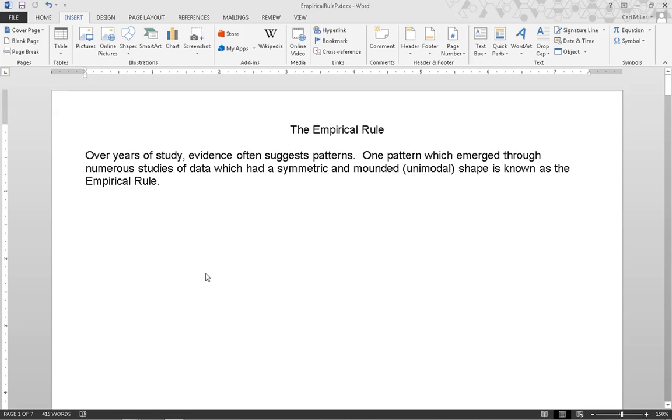The empirical rule. Over years of study, evidence often suggests patterns. One pattern which emerged through numerous studies of data which had a symmetric and mounded or unimodal shape is known as the empirical rule.